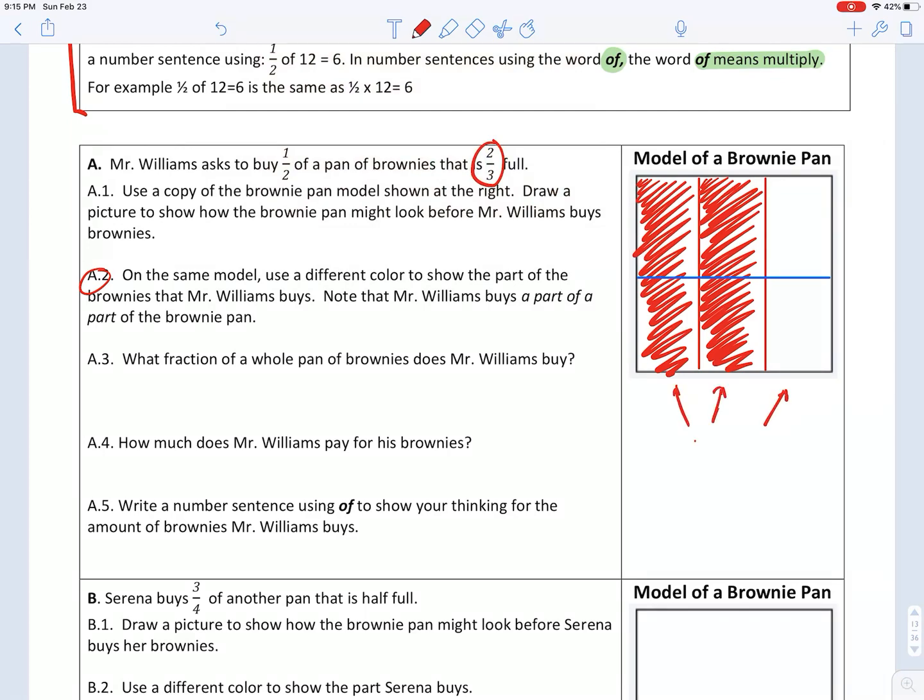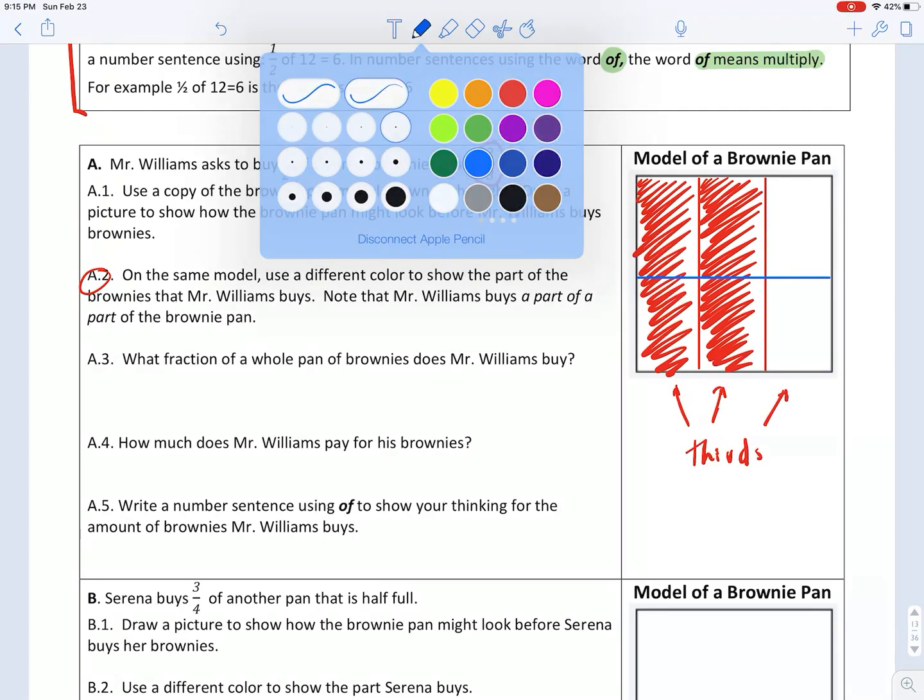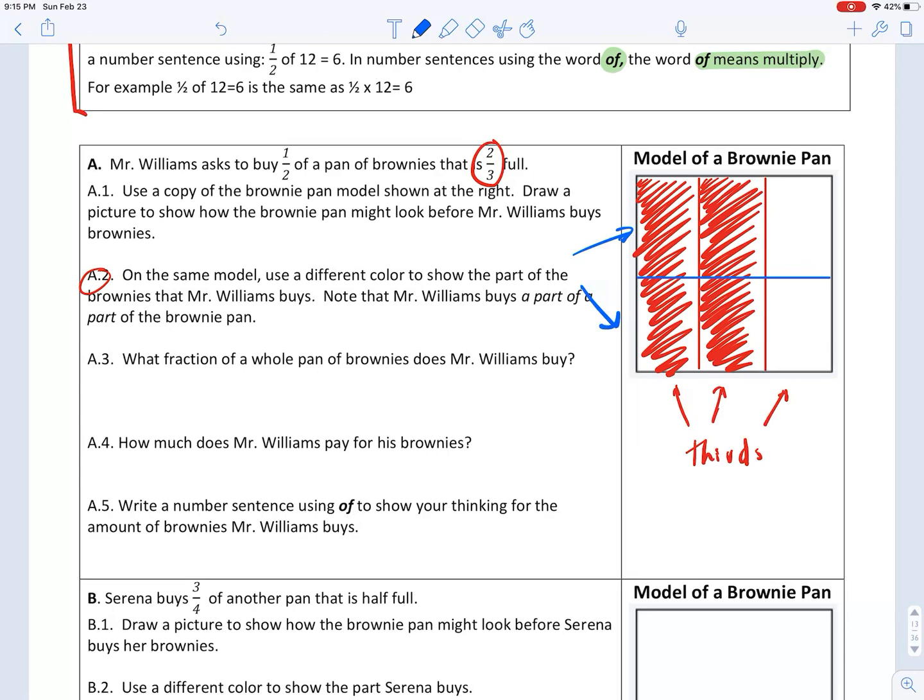Okay, so take a look here. Here are my thirds. And then these parts are my halves. Now, how much does he want to buy? Oh, he wants to buy half of the brownie pan. So what I'm going to do is shade in 1/2 of the brownie pan. So that's going to look like this. There we go. That's half of a brownie pan.